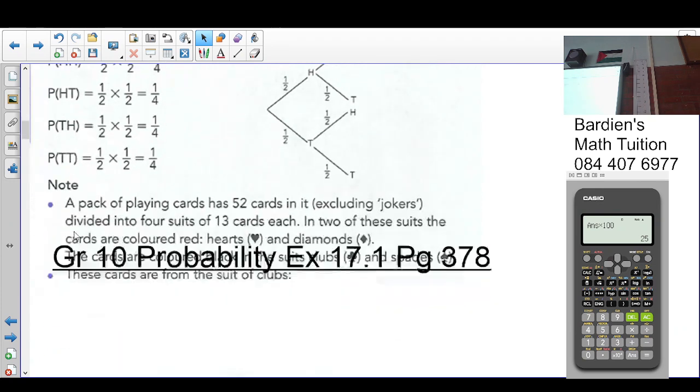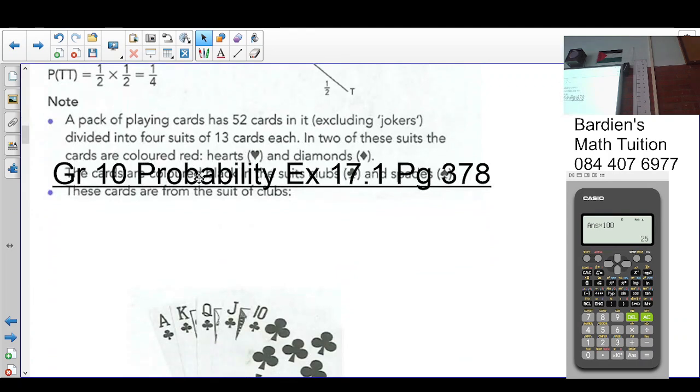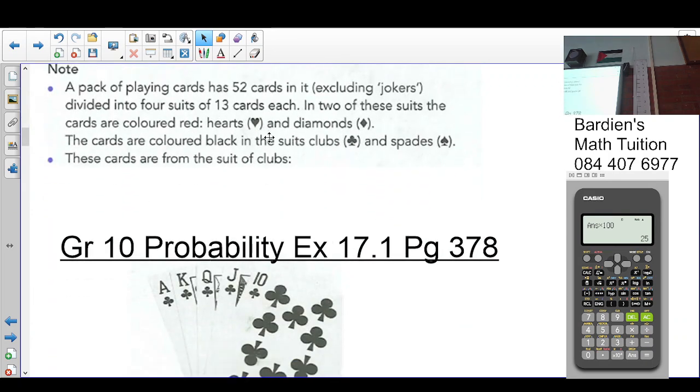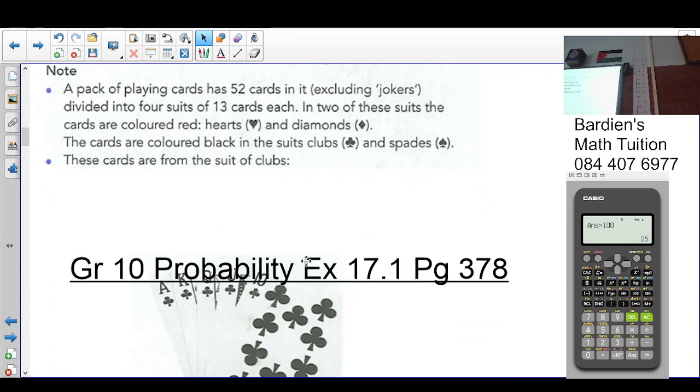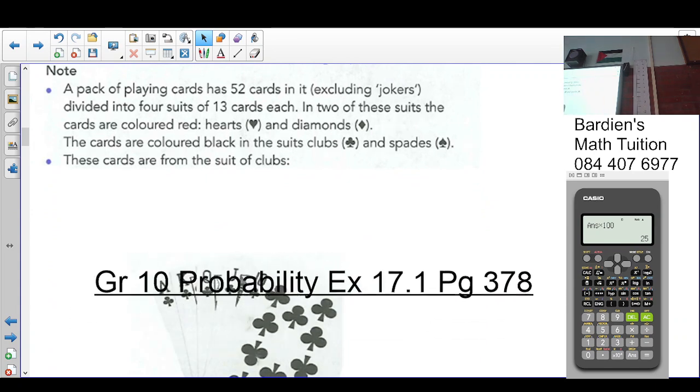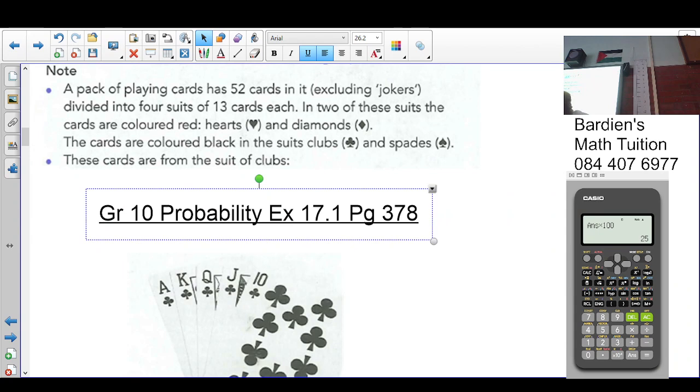Okay, let's carry on. Note. A pack of playing cards. So let's go into playing cards quickly. Just to remind you quickly, for those of you who never played cards before.